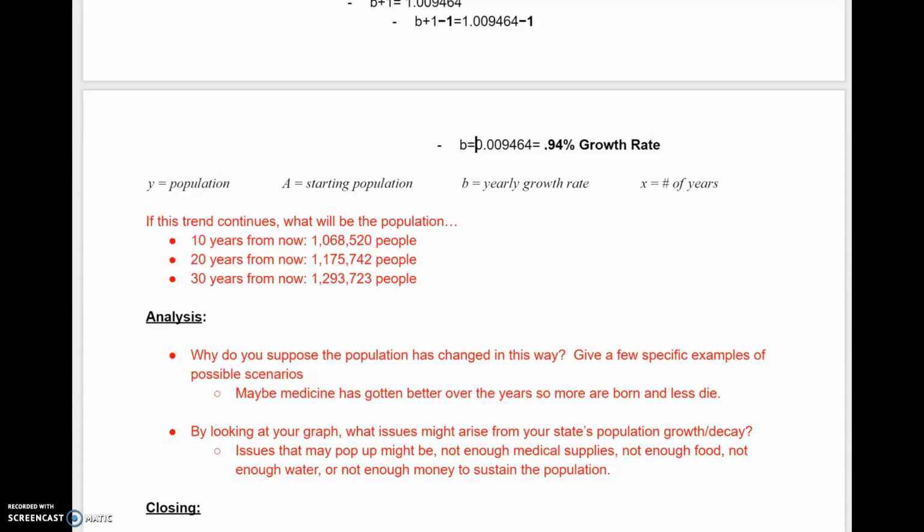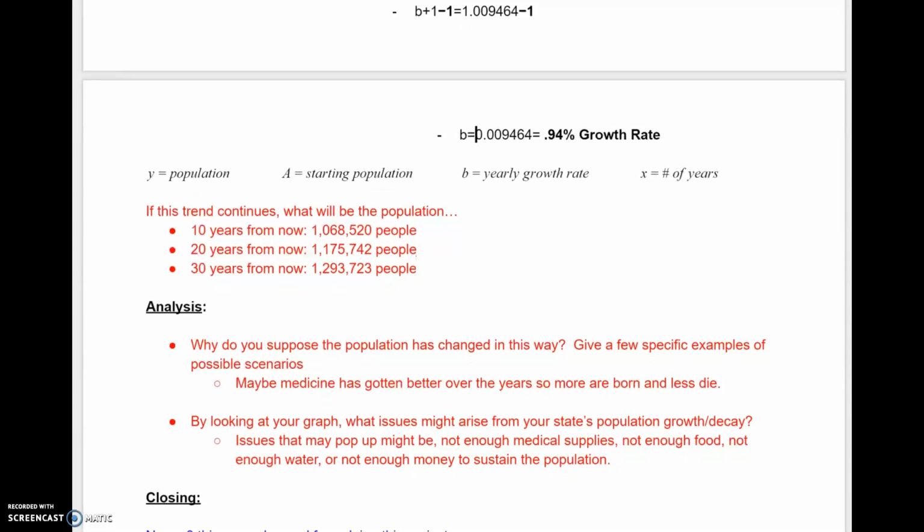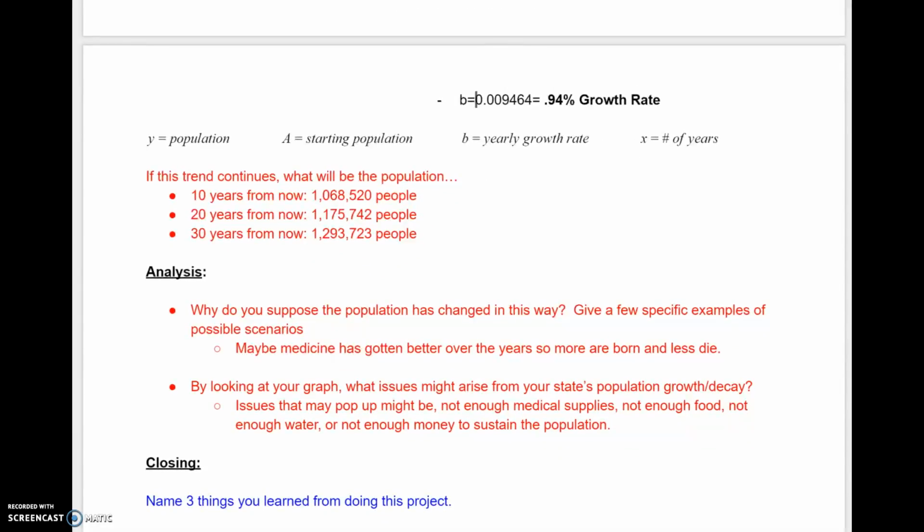For my analysis, why do you suppose the population has changed in this way? Give a few specific examples of possible scenarios. Maybe medicine has gotten better over the years, so more are born and fewer die. This is very helpful in our medical standards: the more people are born rather than dying, people live longer, which is why the population is increasing.